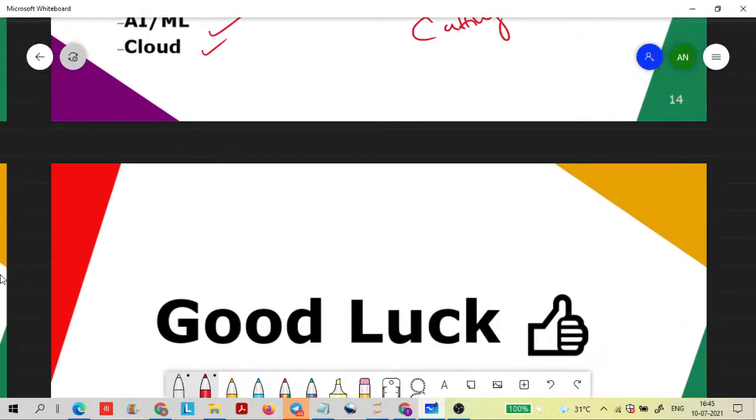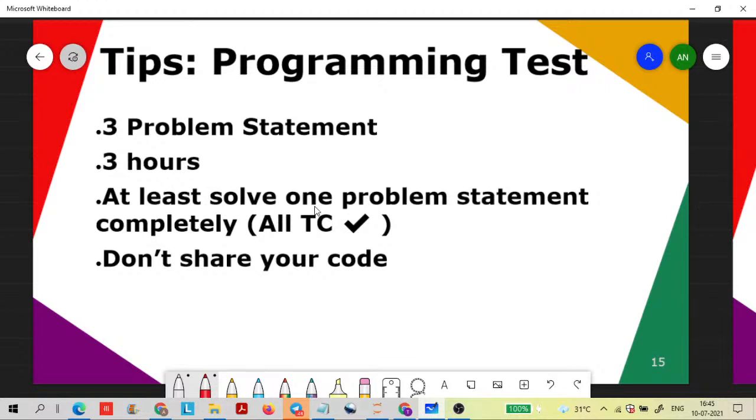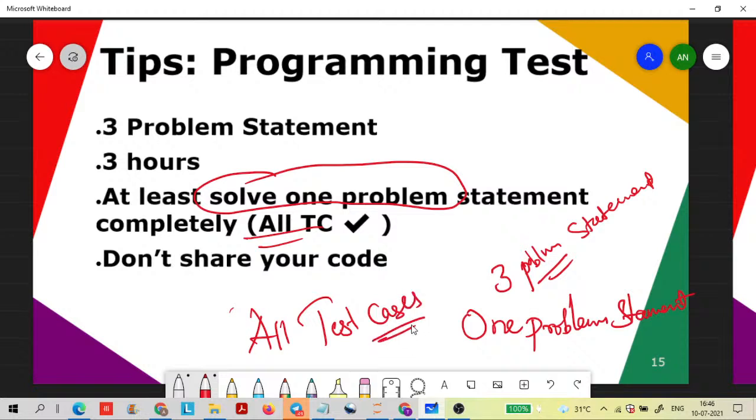Then the one tip that I can give for the students who are preparing for the placement is that at least you should solve one problem statement with all the test cases. There will be three problem statements. Try to focus mainly on at least one problem statement, which you should complete with all test cases.